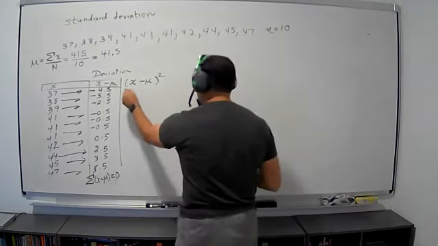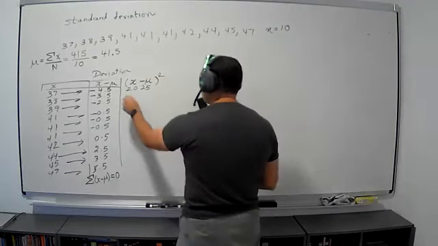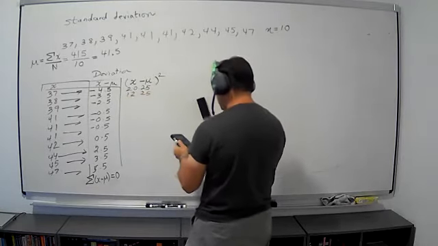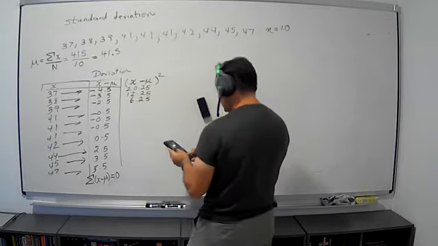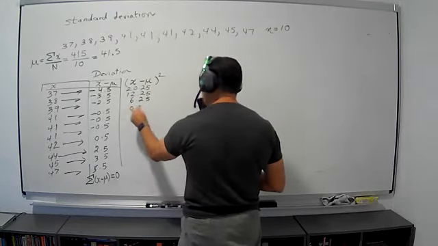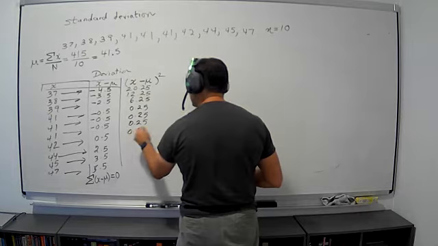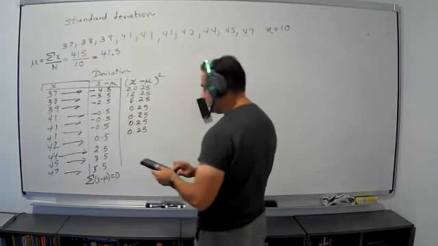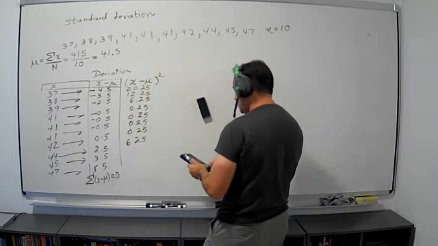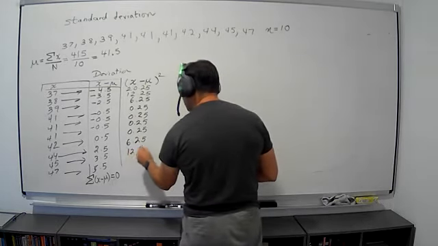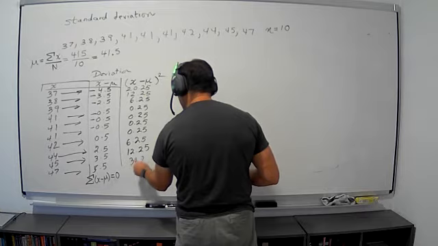Okay? So the first one should be 20.25. The next one is 12.25. The next one is 6.25. The next one is 0.25, 0.25, 0.25, 0.25. Then you have 2.5 raised to the second, then 6.25. 3.5 raised to the second, that's 12.25. And then 5.5 raised to the second, that's 30.25.